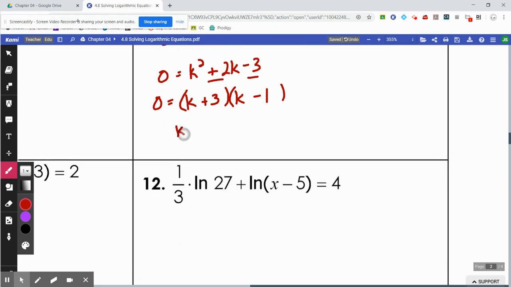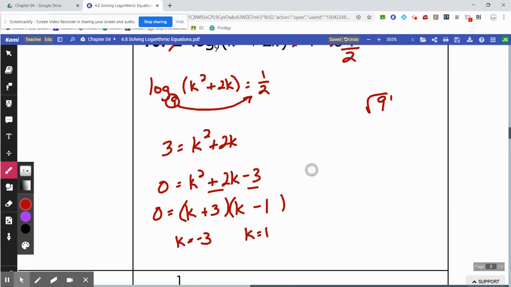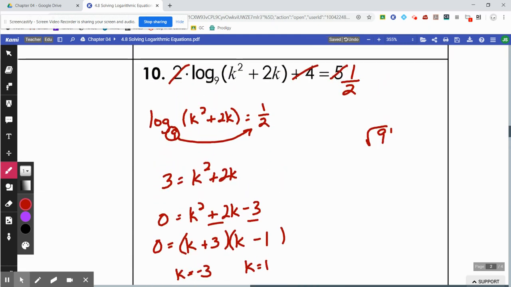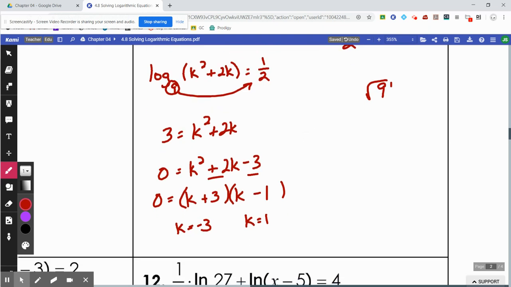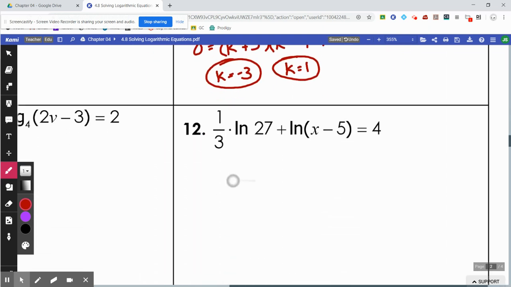So set them each equal to 0, and you get k is either negative 3 or k is equal to positive 1. Now let's see if they both are fine. Here's the only place we have to worry about plugging in our k values. When I plug in a negative 3, will I get a negative? That gives me 9 minus 6, which is 3. That's okay. When I plug in a 1, it gives me 1 plus 2, which is a 3. So both of those values, when I plug it in, neither one of them gives me a log of a negative, so they're both fine.